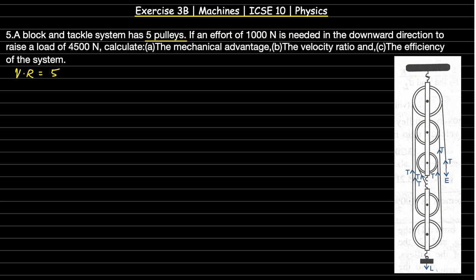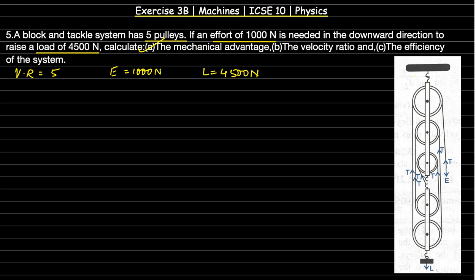If an effort of 1000 Newton, so the effort that is given here is 1000 Newtons. I would write the effort here as 1000 Newtons. So E will be equal to 1000 Newtons is needed in the downward direction to raise a load of 4500 Newtons. So the load is given as 4500 Newtons. So the first thing we need to find is the mechanical advantage. So I would write load is equal to 4500 Newtons.